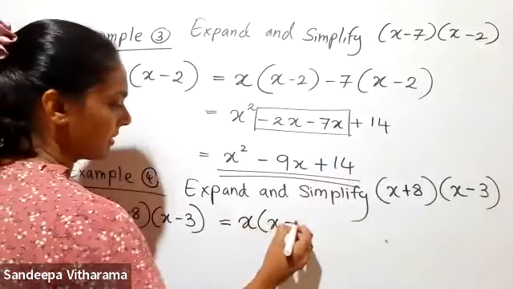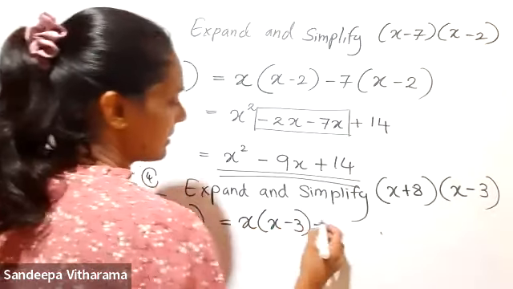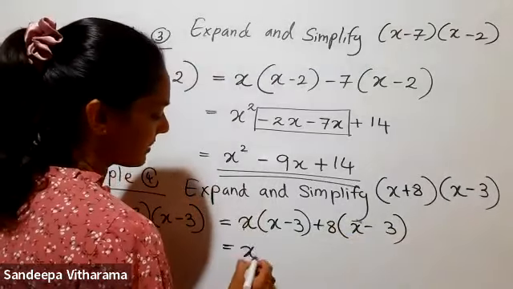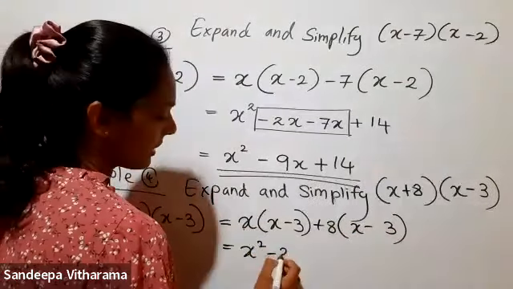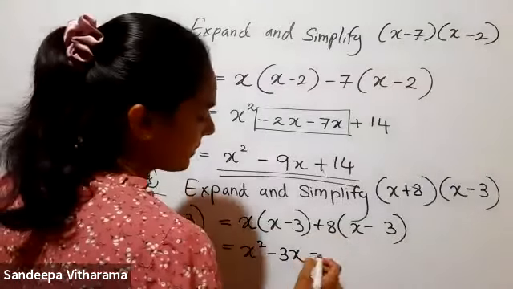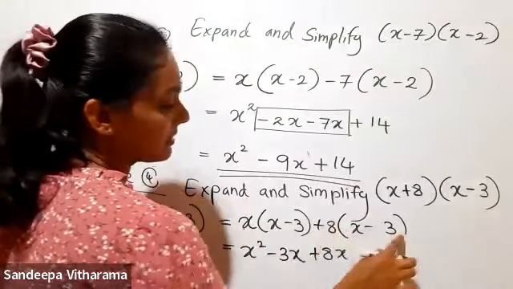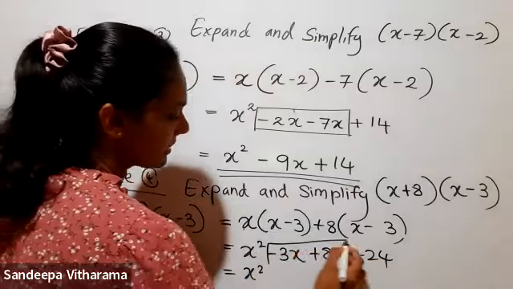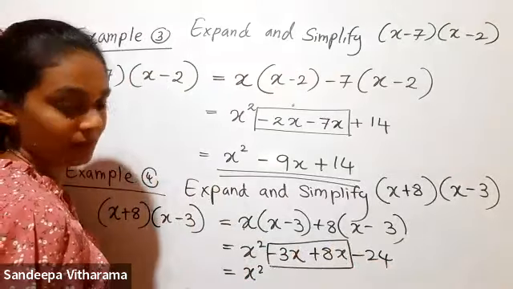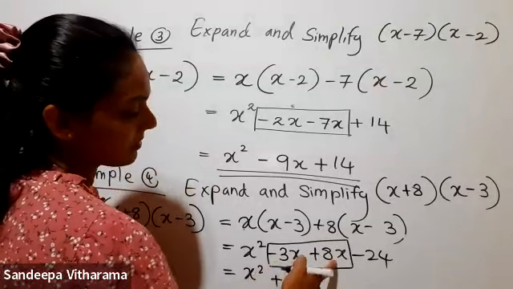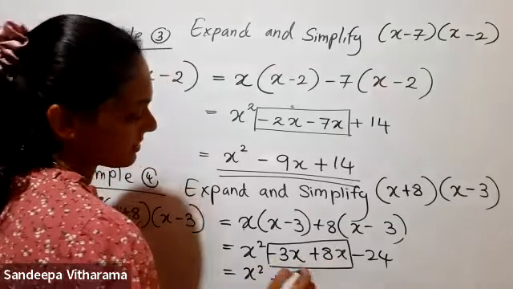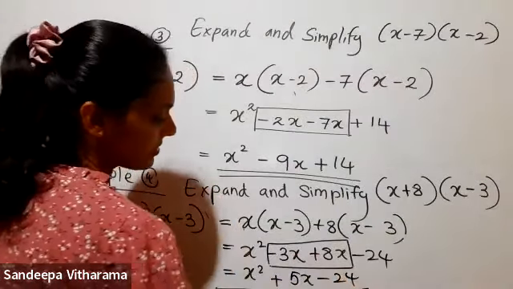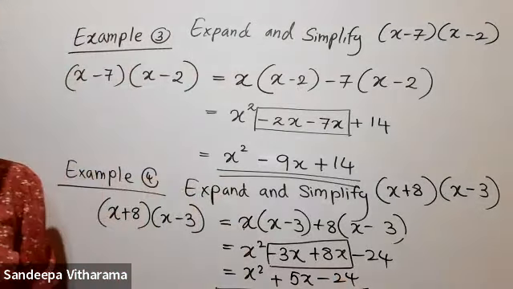x into x minus 3, here plus 8 into x minus 3. x into x becomes x squared. x into minus 3 is minus 3x. 8 into x is 8x. Plus 8 into minus 3 is minus 24. Then here you can see it is different sign numbers, so you have to subtract 3 from 8. Then it is 5x. Include the sign of the large number, it is plus. Minus 24. x squared plus 5x minus 24.